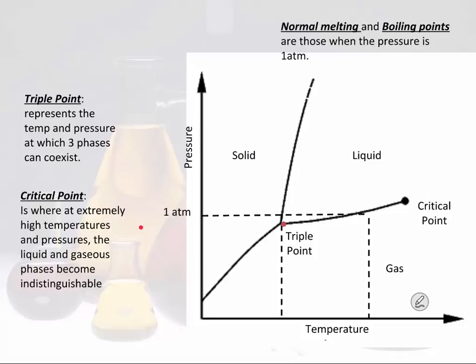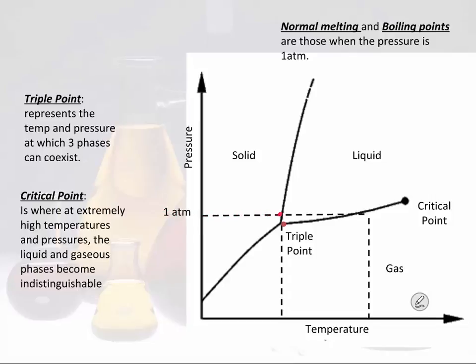Oh, I forgot one thing. So we have something called the normal melting and normal boiling. So this is where it would normally melt and normally boil. And we measure that at sea level. And sea level occurs at 1 atmosphere. So if there's a question on your homework that asks what is the normal melting, you would find 1 atm.